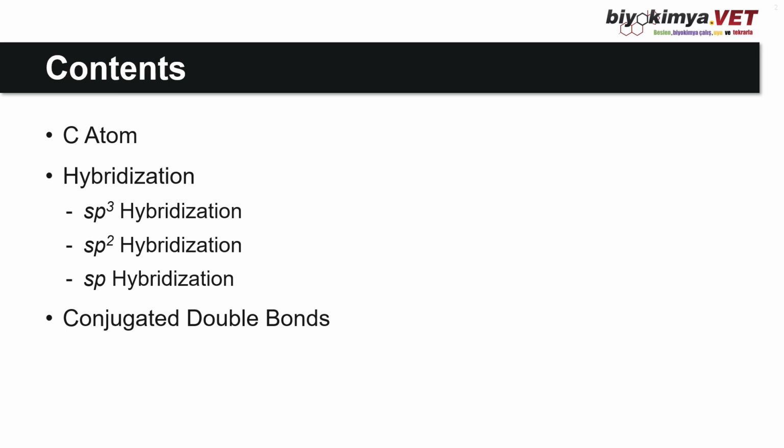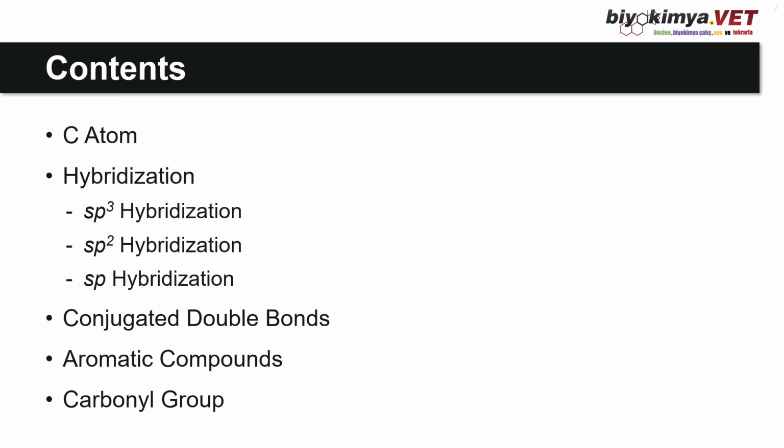And here are the contents of this topic. We'll talk about the carbon atom and its hybridization. There are three types of hybridization: the first is sp3, then sp2, and we will talk about sp hybridization. The following titles are conjugated double bonds, aromatic compounds, and the carbonyl group.